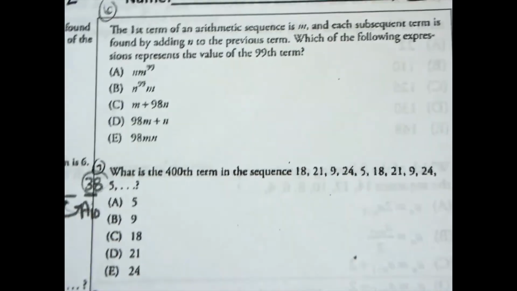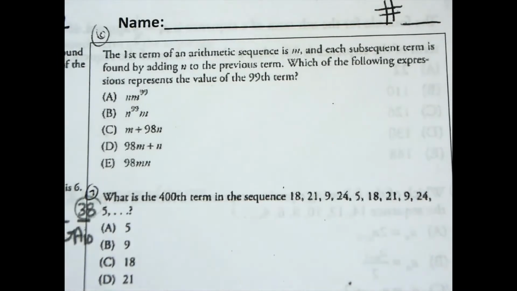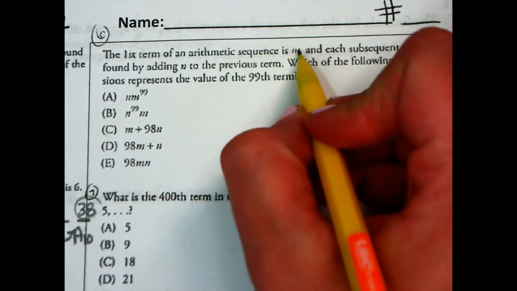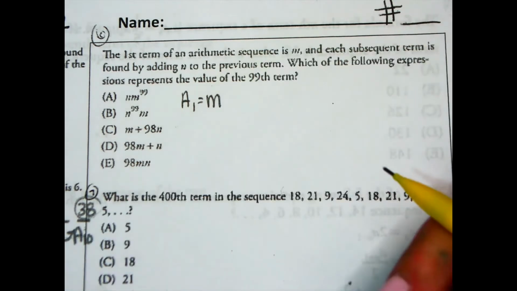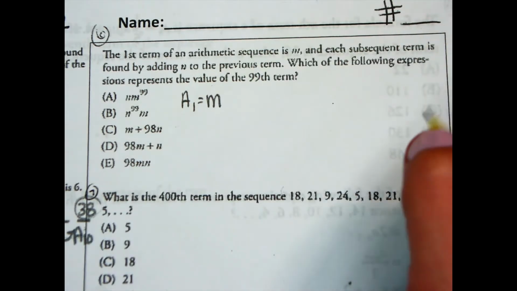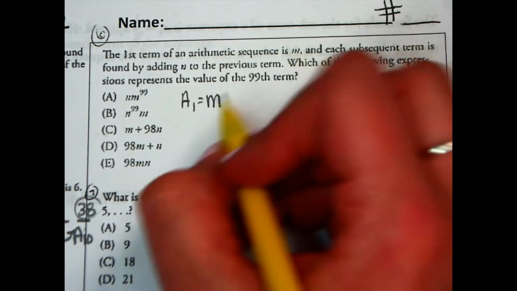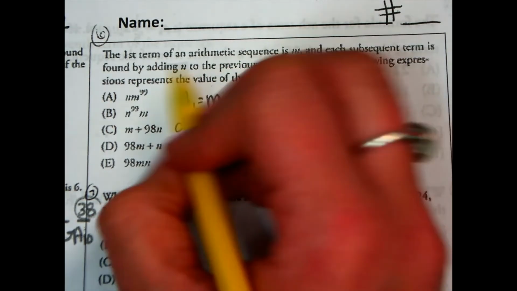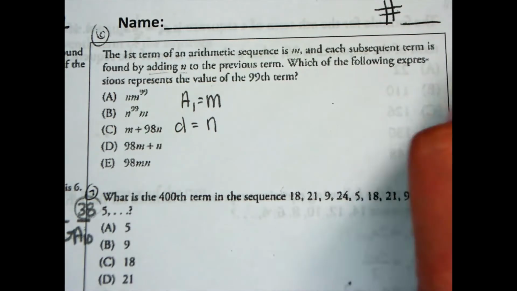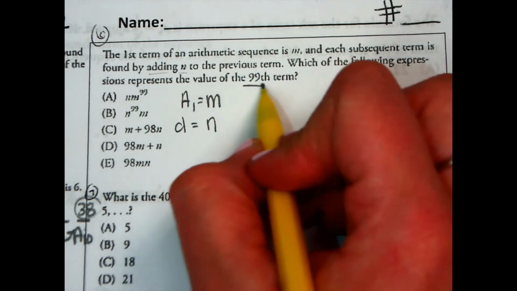All right, number 6. Looks complicated. It's not complicated, okay? It's just a lot of variables. It says the first term in the arithmetic sequence is m. So A sub 1 is m. Okay. Then it says each subsequent term is found by adding n. So the common difference is n. I am adding n to the previous term. What expression represents the 99th term?